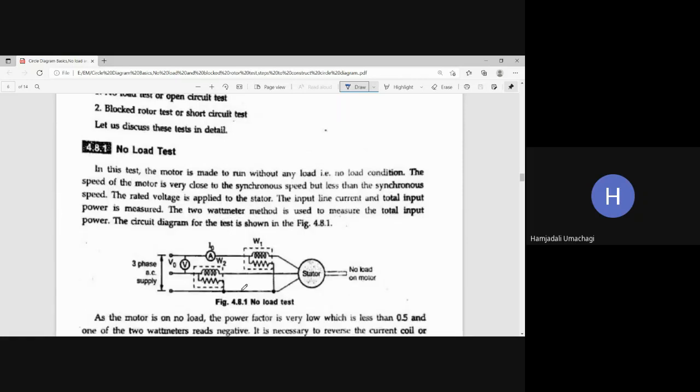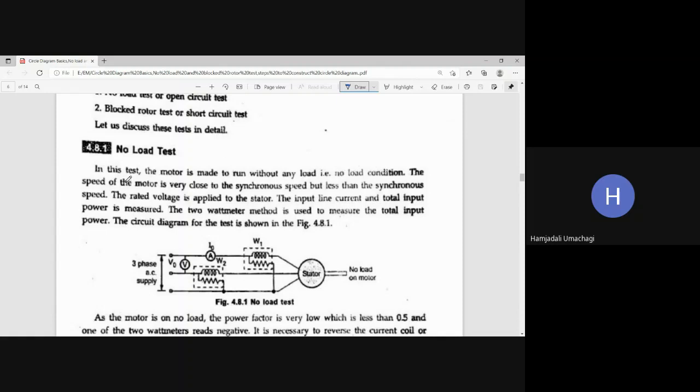So the circuit diagram for the no load test is this one, where this is the stator of the three-phase induction motor, this is the shaft, and this is wattmeter W1, this is wattmeter W2, this is ammeter, then this is the voltmeter connected between two lines here. Okay, so this is a circuit diagram for no load test. Now in the no load test, the motor is made to run without any load. So as the title suggests, here we are not going to connect any load. So it is as good as no load condition.